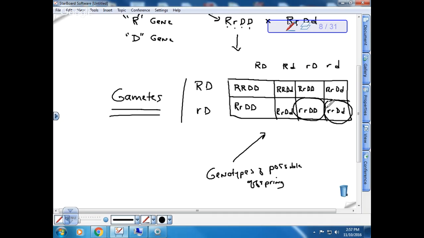Okay, so we'll have some more practice figuring out the gametes from the genotypes.